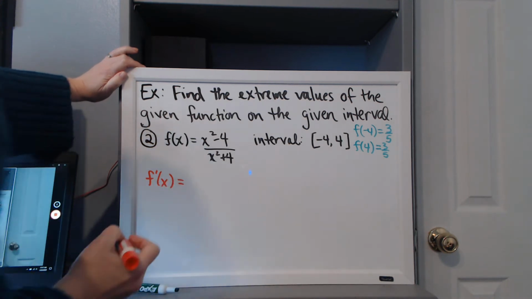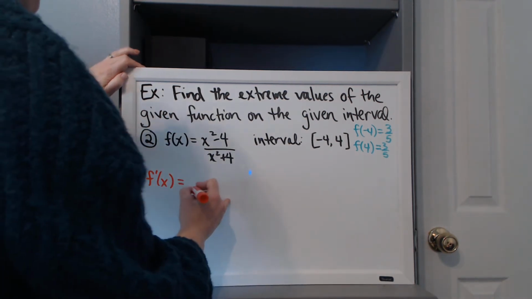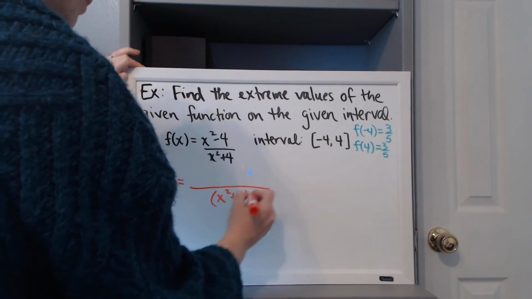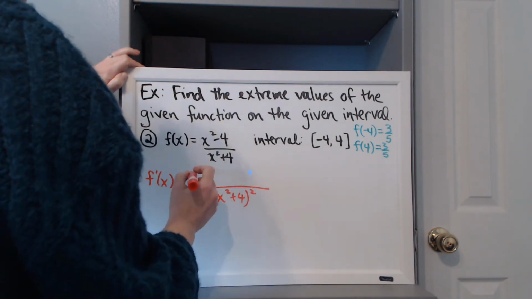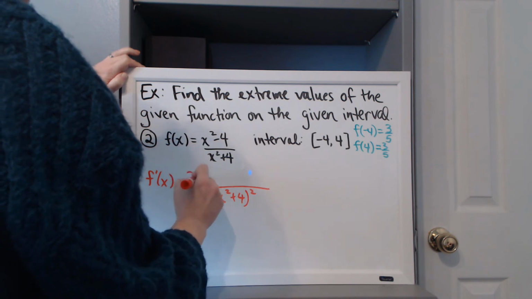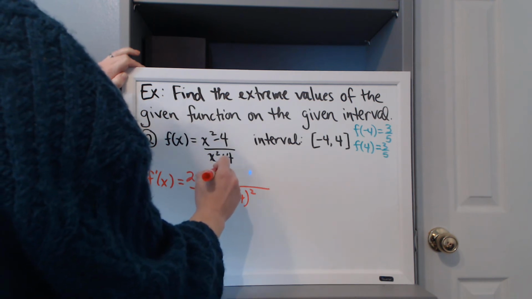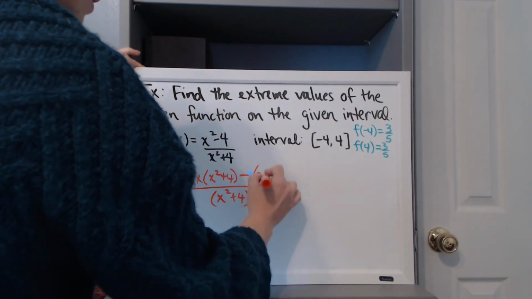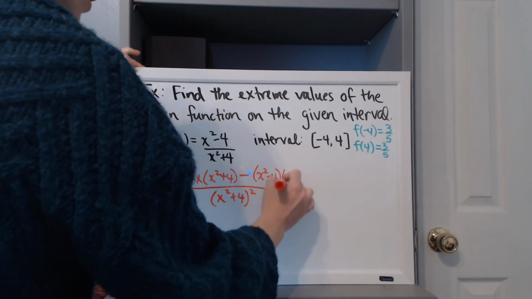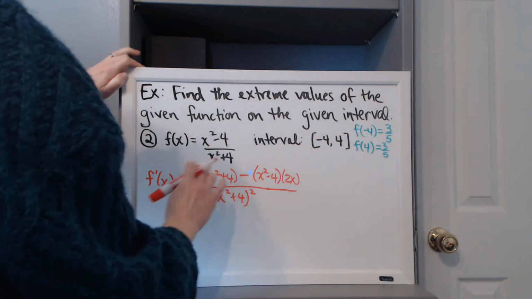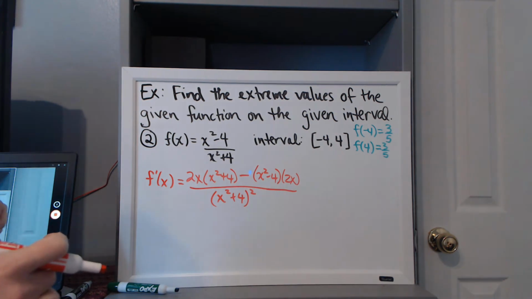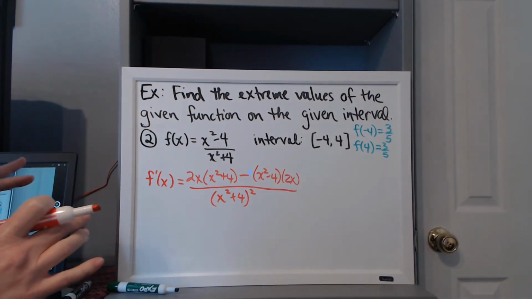All right, so now we're going to use the quotient rule to find the derivative. So we're going to square the denominator. And then we need the derivative of the numerator, so we're going to get 2x times x squared plus 4. We're going to subtract x squared minus 4 times 2x, so that's our f prime g minus f g prime over g squared.